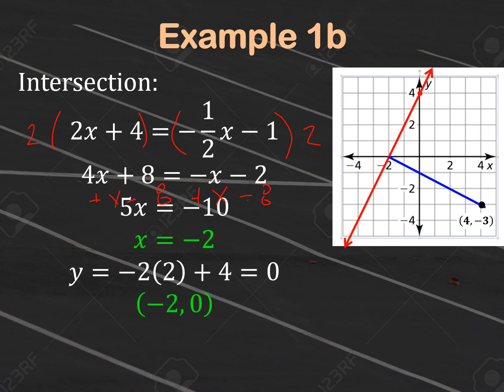So the coordinate of this point where the perpendicular line intersects the red line from 4, negative 3 is at negative 2, 0. But again, from the graph, you can see clearly where those two lines intersect. And if you see on the graph where they intersect, you don't have to go through the math. So that's one extra benefit of graphing, is that you skip the math part.